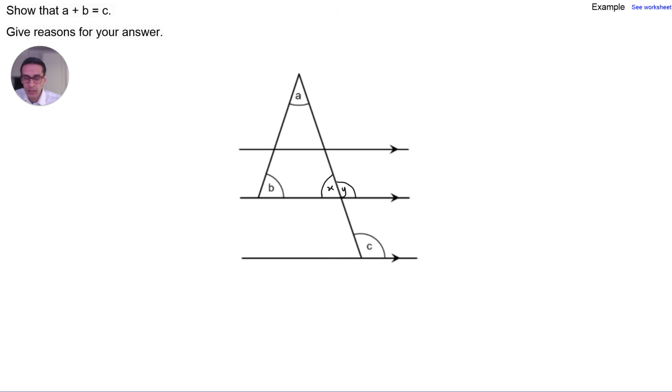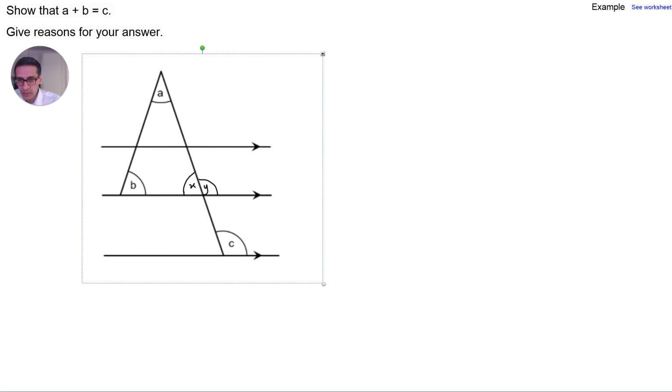Okay. Let's look at one other example here. So it says, show that a plus b must equal c. So there's various ways to do this. I'm going to show you a standard way. Pause the video and have a think about how you might do this and maybe write something down, and then I'm going to show you.